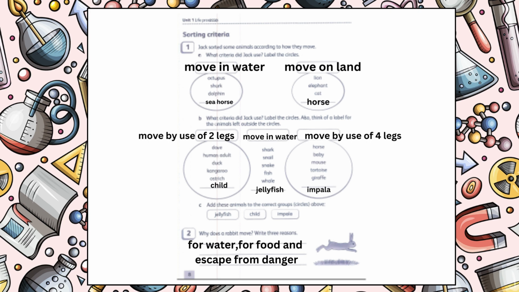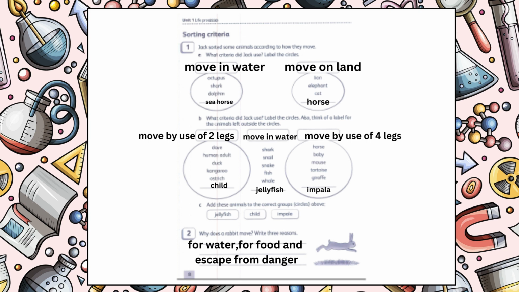So move in water. This is the heading of the left outside circle. The animals that are left outside the circle, so you have to write move in water. Now circle 1, you can see dog, human, adult, duck, kangaroo, ostrich, and one you have to add it.